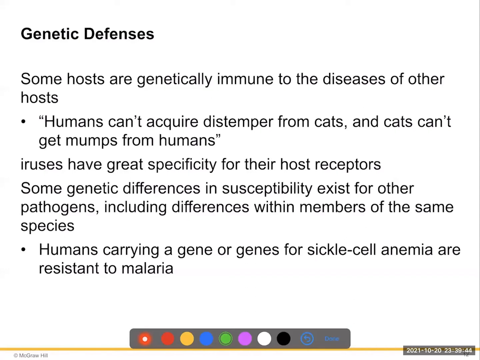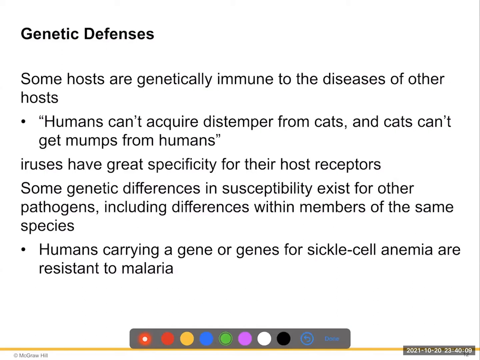Some hosts are generally immune to the diseases of other hosts. For example, humans can't acquire distemper from cats, and cats can't get mumps from humans. Most viruses cannot cross species. Some can, most cannot. Viruses have great specificity for their host, binding specifically to receptors on the host cells. That's why they can't cross species.